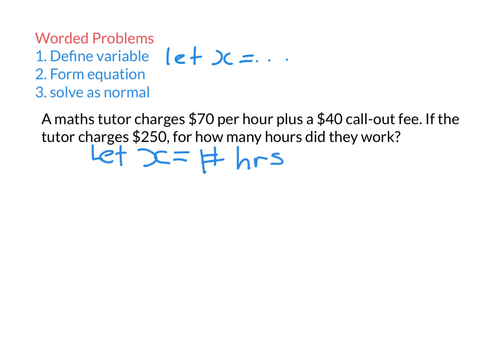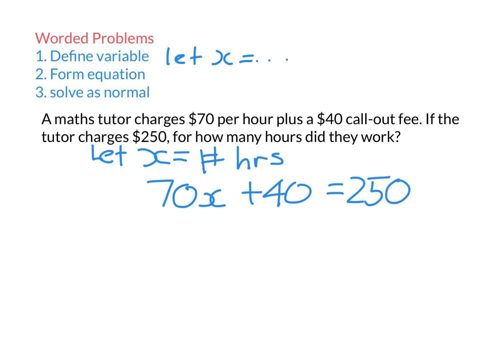So step 2 is to form an equation. What we're going to do is rewrite all of this information using only mathematical symbols, no words. So what we have is the tutor gets $70 per hour, which we write as this, 70 times the number of hours, plus the $40 call out fee gives $250. So to solve this equation, we subtract 40 from both sides. So we get 70x equals 210, and we divide each side by 70.